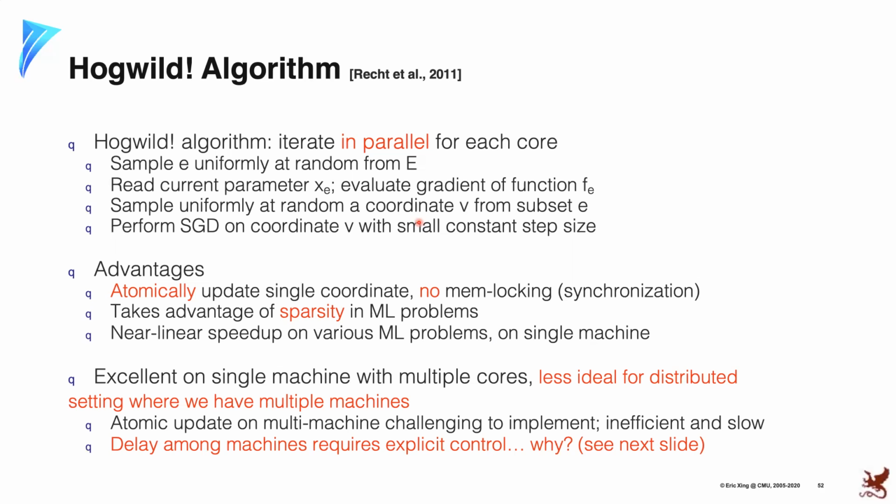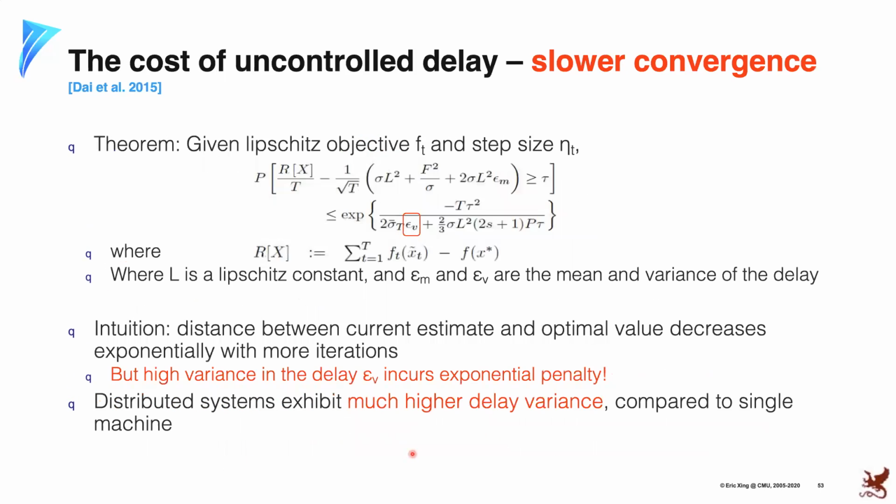And it will perform excellently on a single machine with multiple cores. So here we just view each of these cores, like each CPU or GPU, as a worker. But it will be less ideal for the distributed setting where we have multiple machines. In this setting, each different computer will be viewed as a worker, and this algorithm will not work that well in such a distributed setting. The reason is that the delay among different machines, or in our case the computers, requires explicit control. So now let's look at why that is the case.